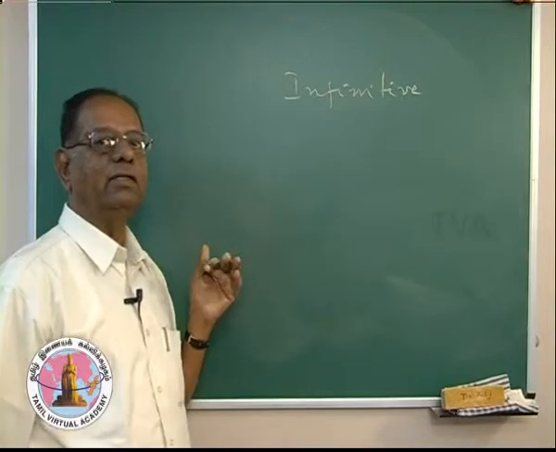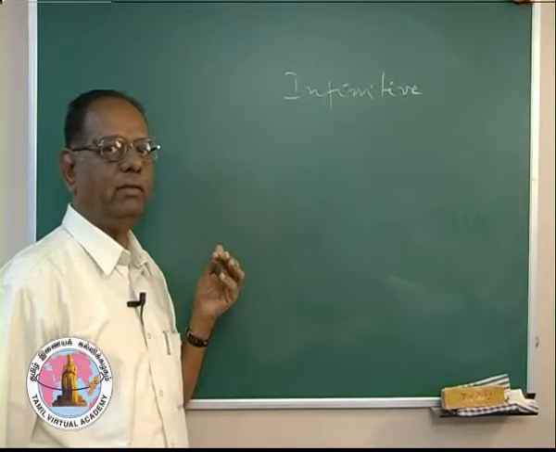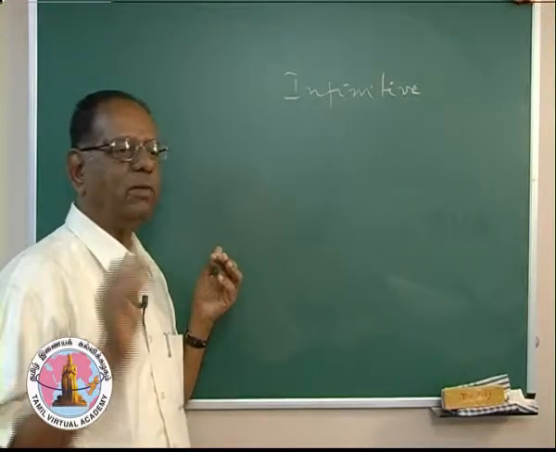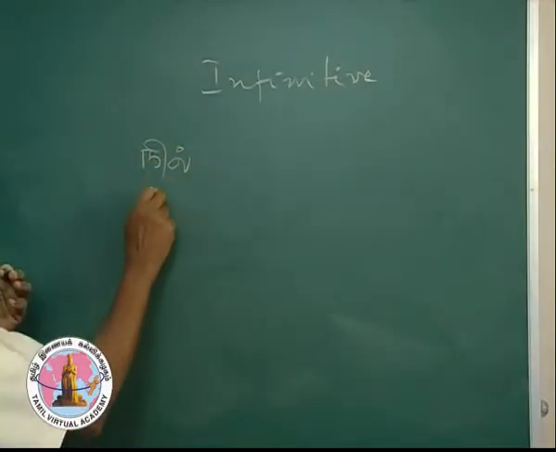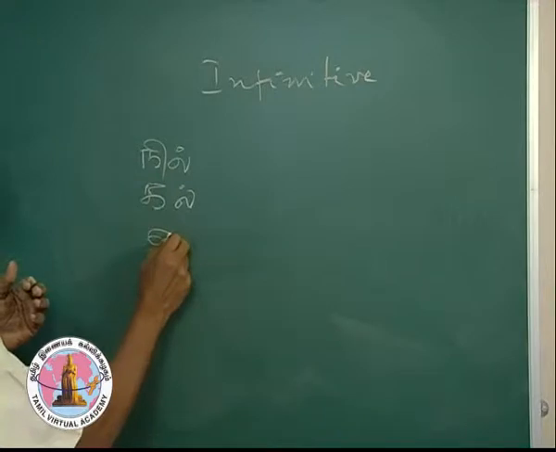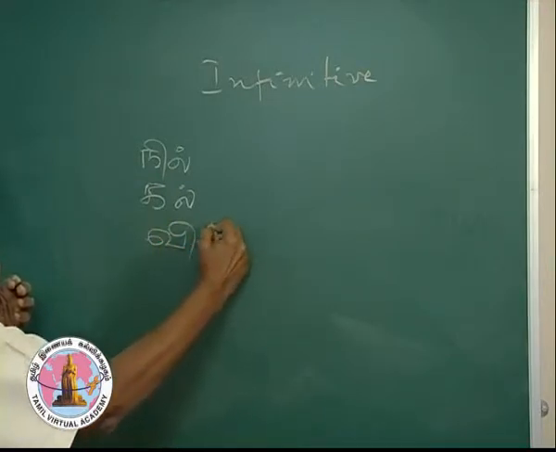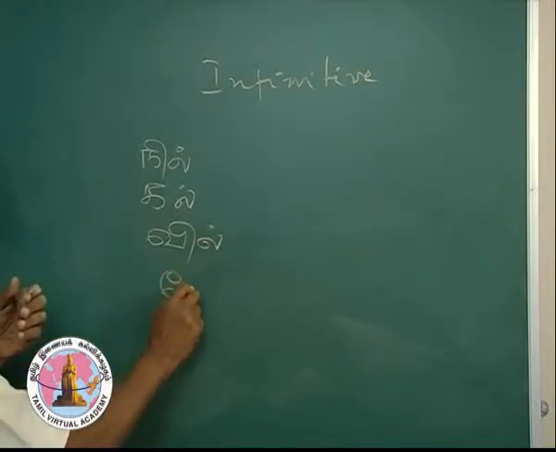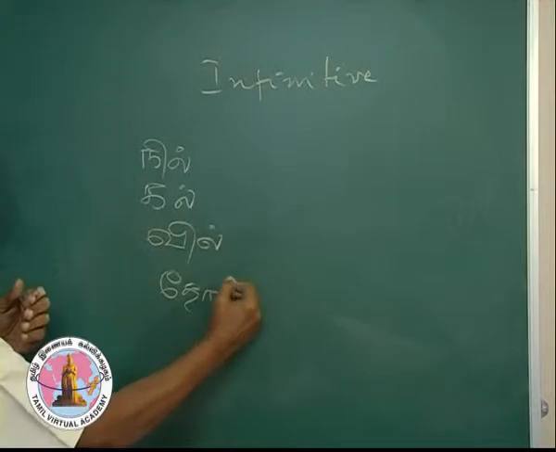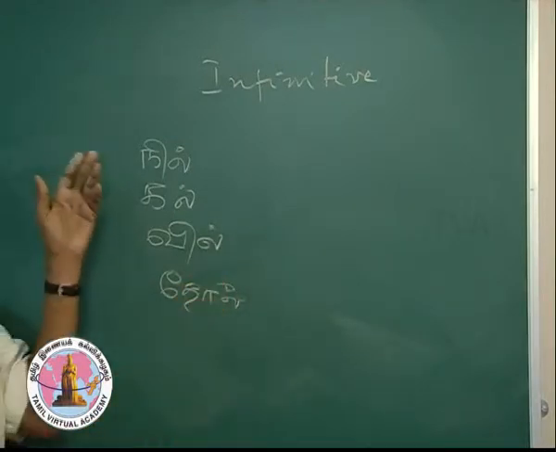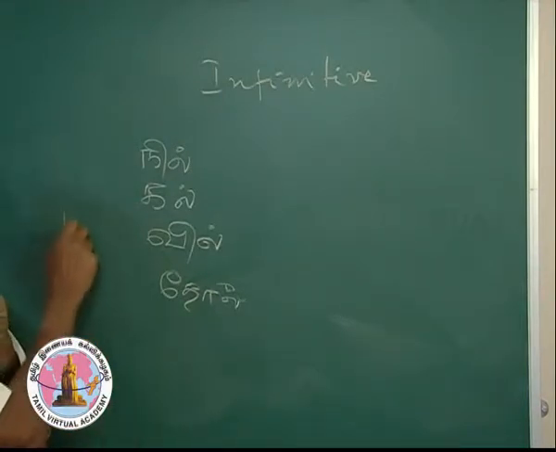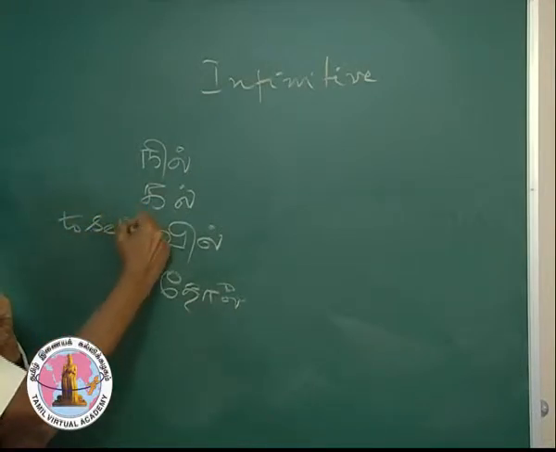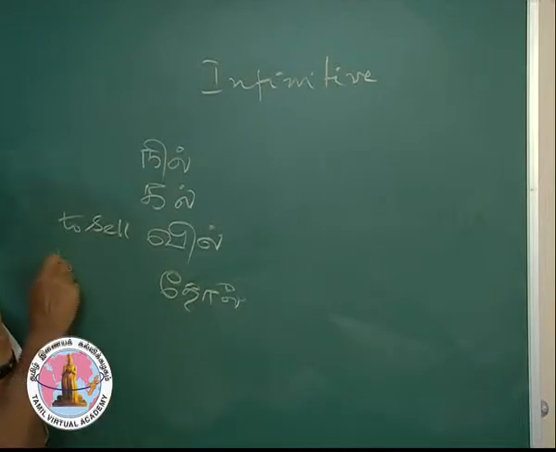So also you have another set of verbs where there is some change. All are verbs. Nil to stand. Kal to learn. Vil to sell. We have already seen that. Tol to get defeated.